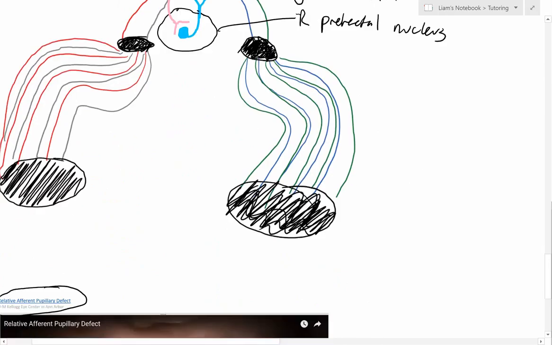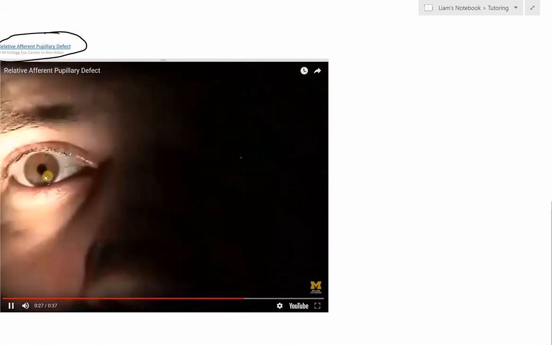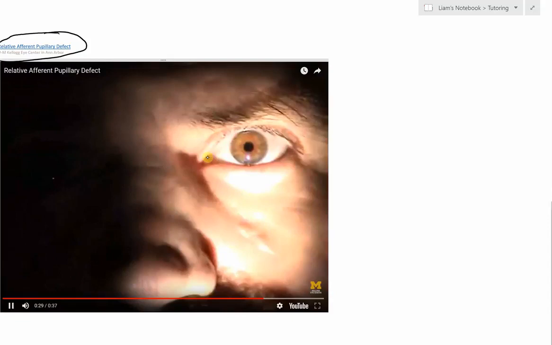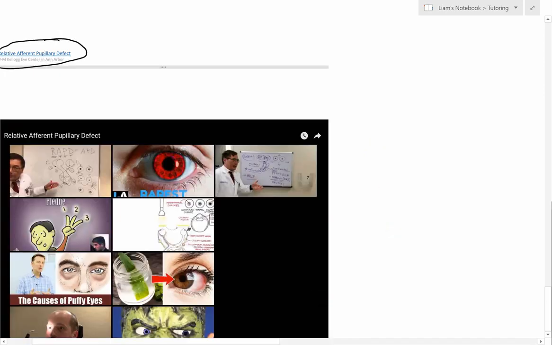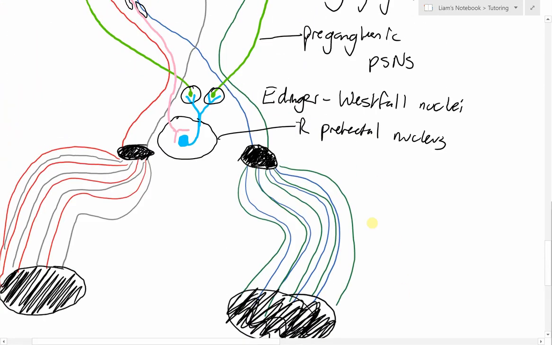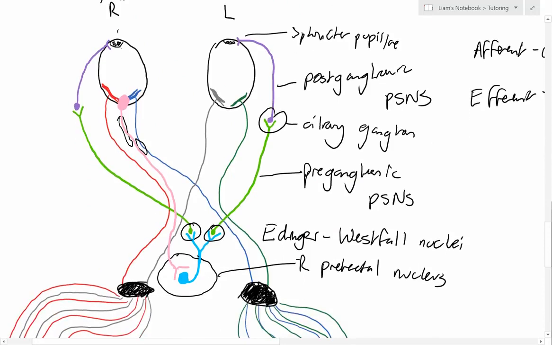So knowing that, I'll just keep showing you a bit more of the video. So again, see how there's that paradoxical dilation of the pupil rather than the constriction that you would expect. Now, as I say, this is a very common finding in multiple sclerosis, where you get decreased velocity of transmission.